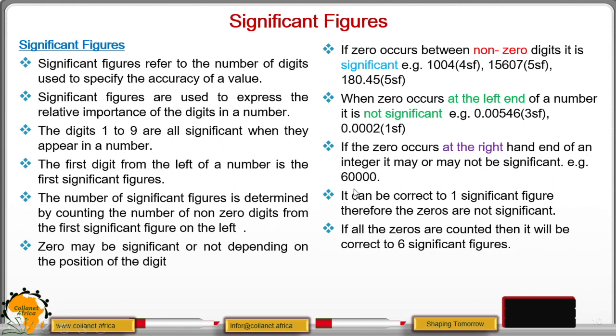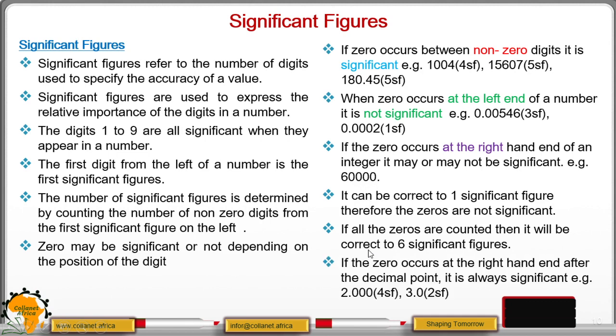But if this number is correct to 5 significant figures, then all these zeros are important and therefore they will be counted. So you will say 1, 2, 3, 4, 5. So again, you find that this one is correct to 5 significant figures. Therefore, all our zeros are important. But now, if the zeros occur at the right hand end after the decimal point, these zeros are always important.